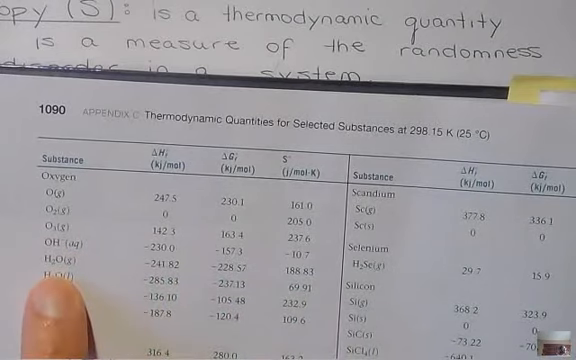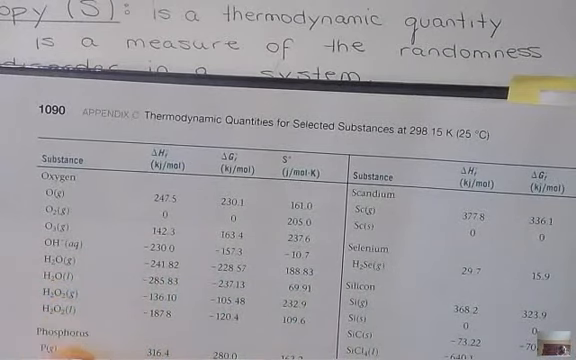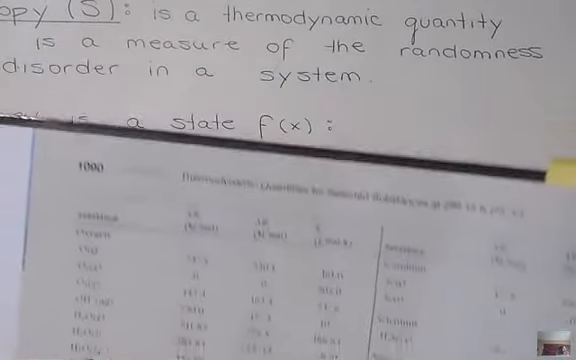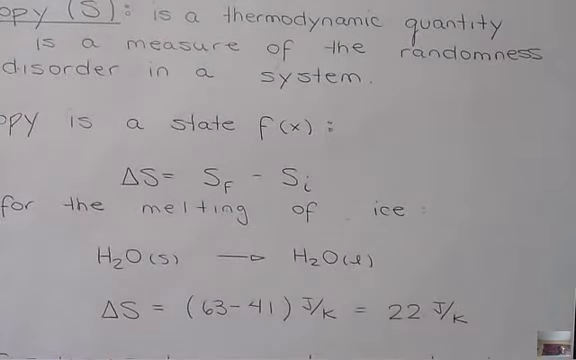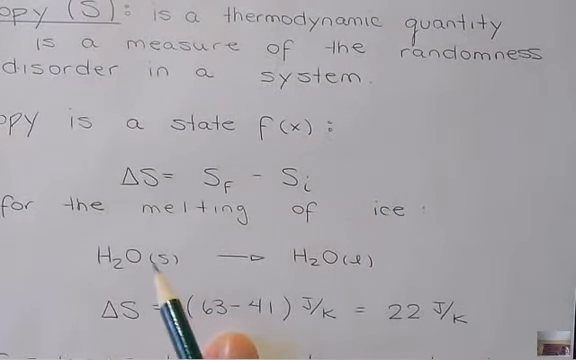Oh, I don't know why they wouldn't have water in the solid state listed on this table. But I have it here. I must have it from a different textbook. So I have water in the solid state is going to be 41. So you take the product minus the reactant.